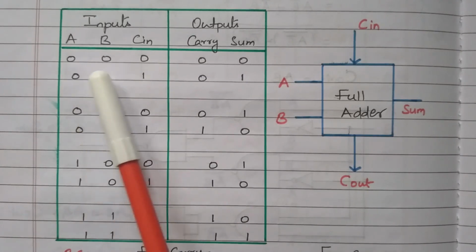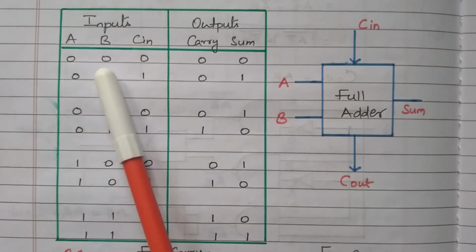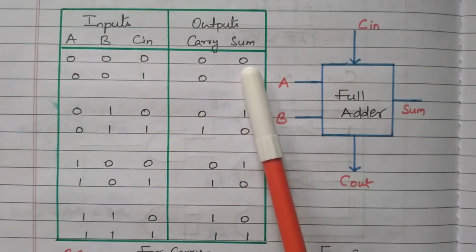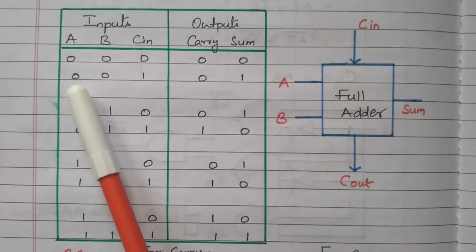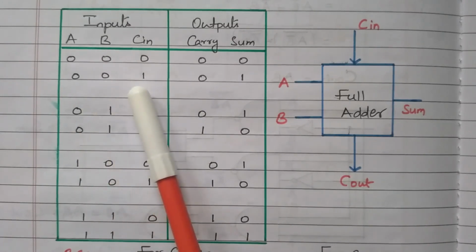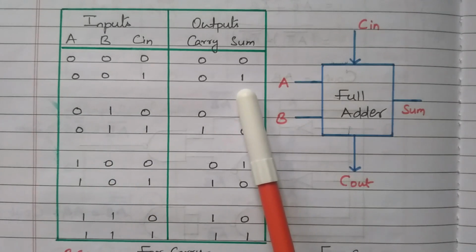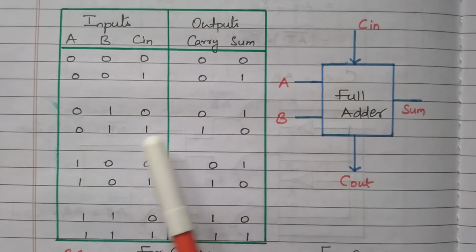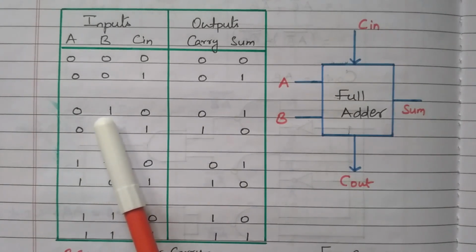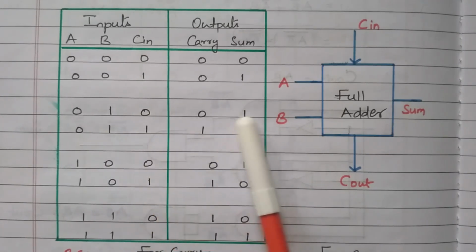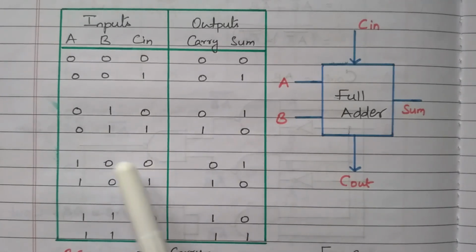Suppose A, B, C in are 0 0 0, that is A is 0, B is 0 and carry also 0, which means the sum is 0 and carry also 0, all are zeros. 0 0 1 means 0 plus 0 is 0, 0 plus 1 is 1. So the sum will be 1, there is no carry. Carry is not generated, only 1 is available. Similarly 0 1 0: 0 plus 1 is 1, 1 plus 0 is 1 only. The sum is 1 and the carry is not generated.